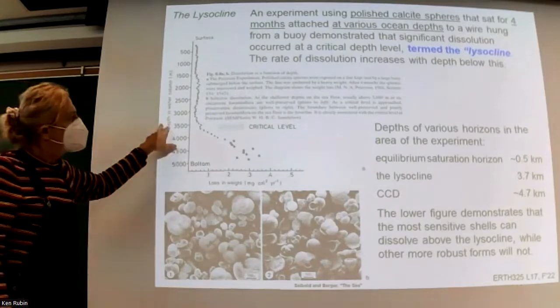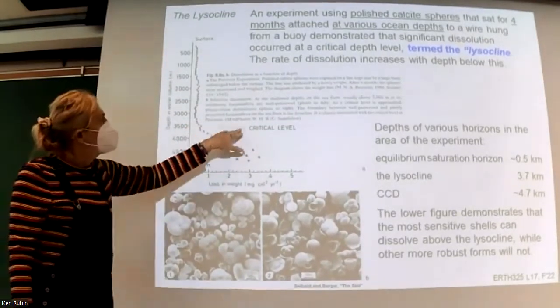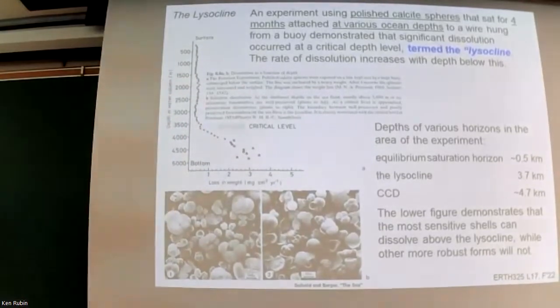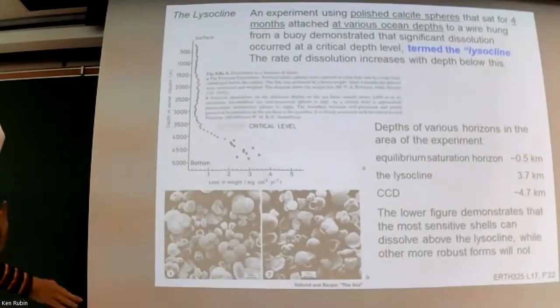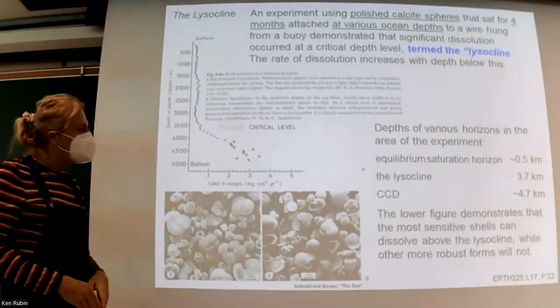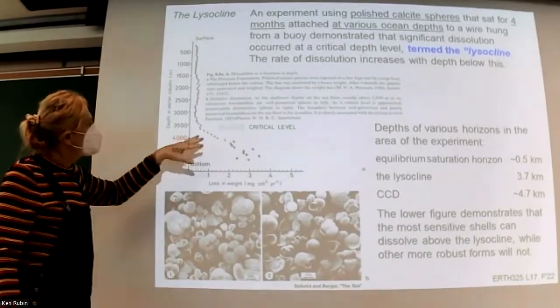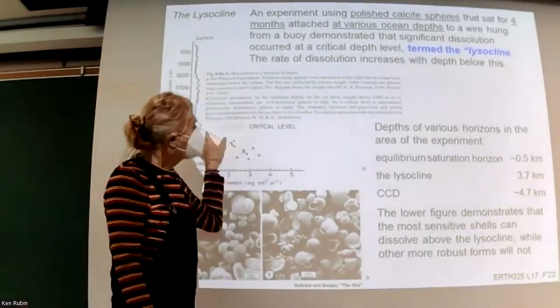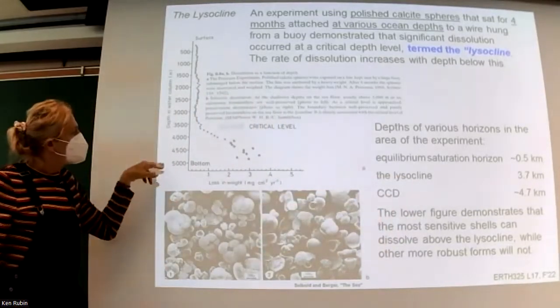So this is some other level, okay? And some people call this level the R0 level. I don't know where these names came from. They're from various researchers, and a lot of these were defined in the 60s and 70s, where maybe there wasn't as much communication between groups. But in this particular location, we've got this R0 level, and right below that, we have the lysocline, and then the CCD is somewhere around 4.7.